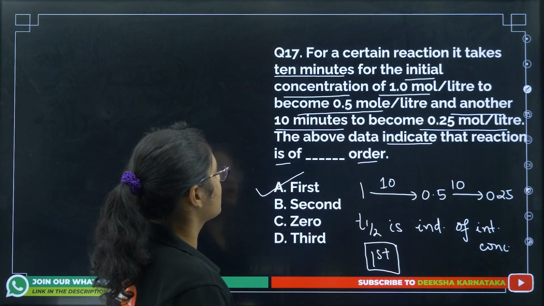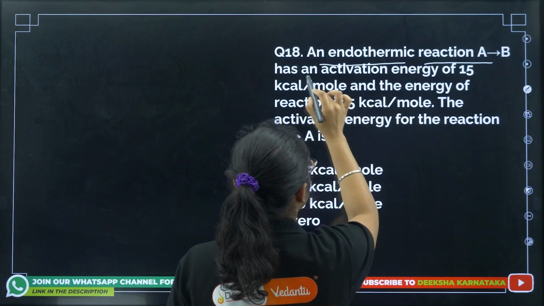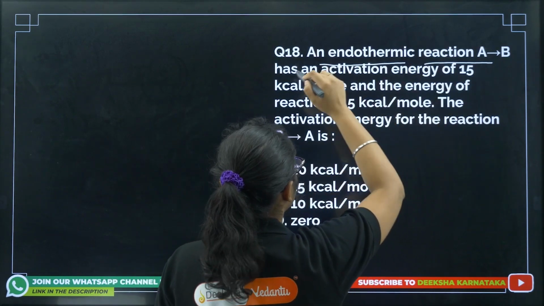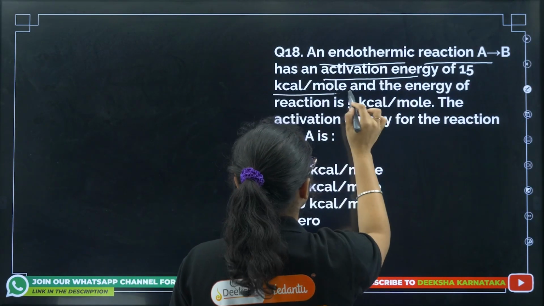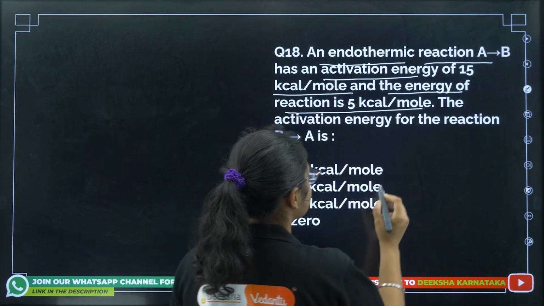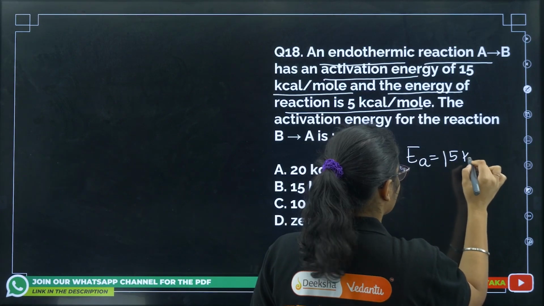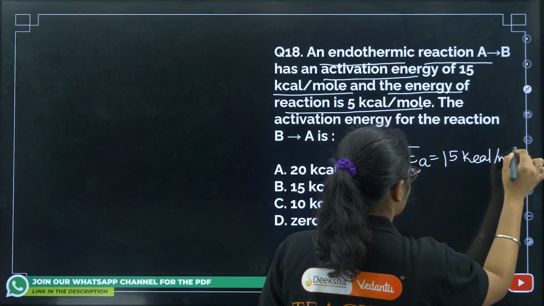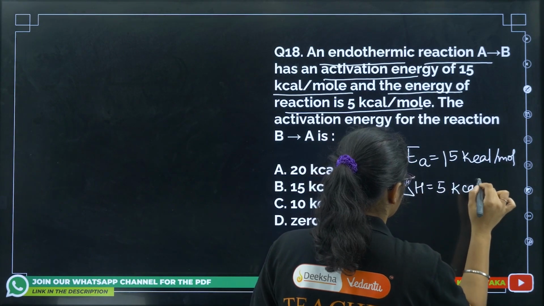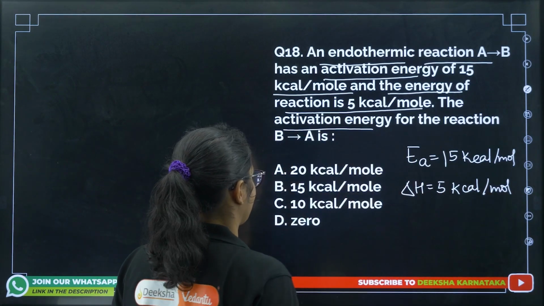Okay, next question number 18. An endothermic reaction A to B has an activation energy of 15 kilocalorie per mole and the enthalpy of the reaction is 5 kilocalorie per mole. So what is given? Activation energy is 15 kilocalorie per mole, and the enthalpy of the reaction is 5 kilocalorie per mole. The question asks for the activation energy for the reaction B to A.